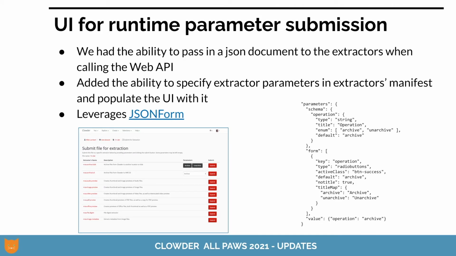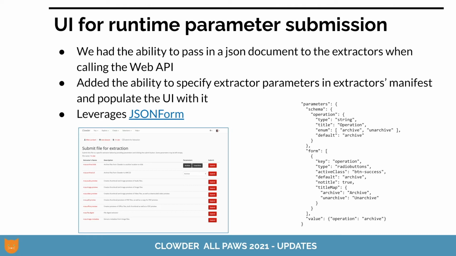Another really cool feature has been the addition of a user interface for runtime parameters submission. When you submit a file or data set to a Clowder information extractor, usually you can't provide parameters. It was actually the case all along that if you were submitting through the web API, you could provide an arbitrary JSON document that would be included with the data set and file, and the extractor could do something with it. But this was only available through the web API, and it wasn't very well documented.